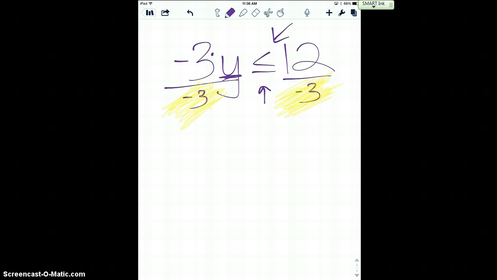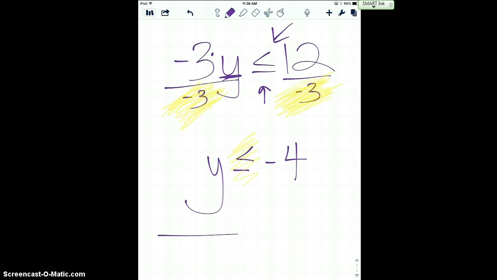So if I take -3y and divide by -3, I'll get y. And 12 divided by -3 is -4. But this less than or equal to is not going to be true anymore. It's not going to be true. So remember, we just tested it and it wasn't true.